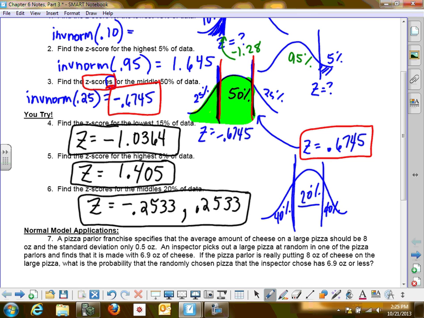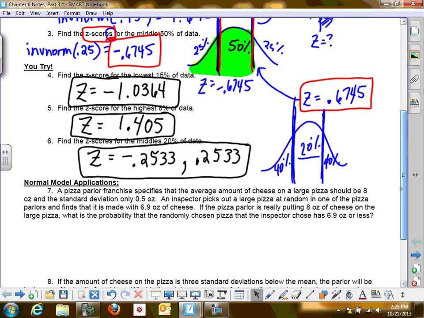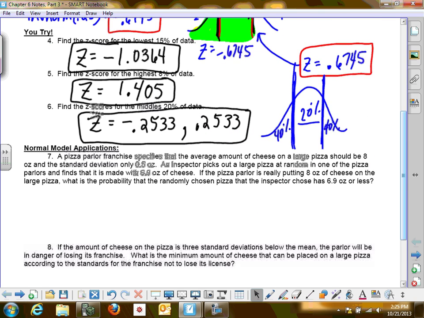So you want to find the z-score here, and then the z-score for 40 and 60. Yep, you're accepted. Okay. All right, so there's your values. Check those. But let's go on to number 7.